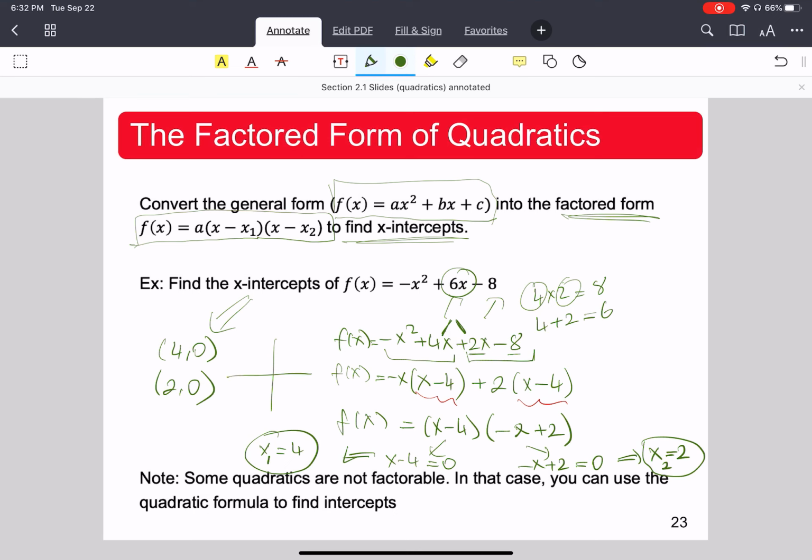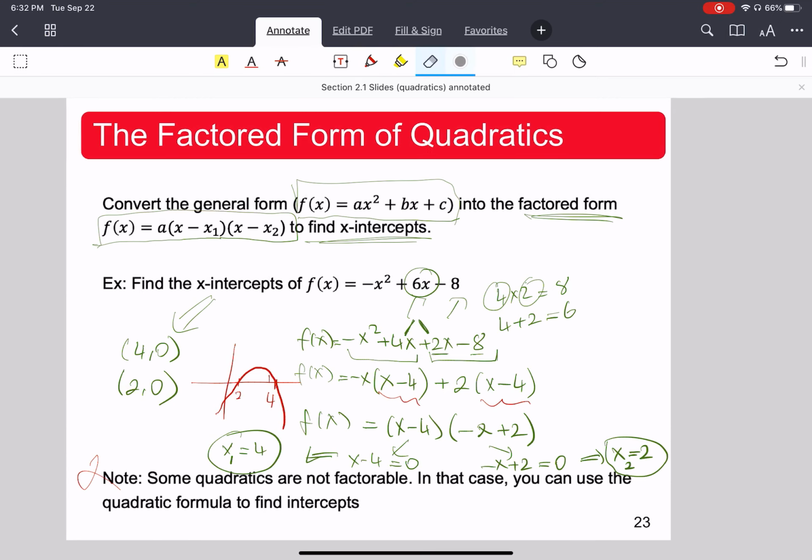Like I can have a rough graph here. Well, let me do a better one. So this function is probably going to look like, so 2 and 4. Because the a is negative, it's going to open downward. So it's probably going to look like this. Sorry about my bad graph. And then we're going to note some quadratics are not factorable. In that case, you can use the quadratic formula as I mentioned earlier.